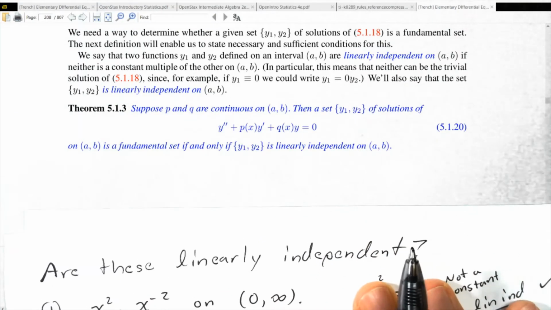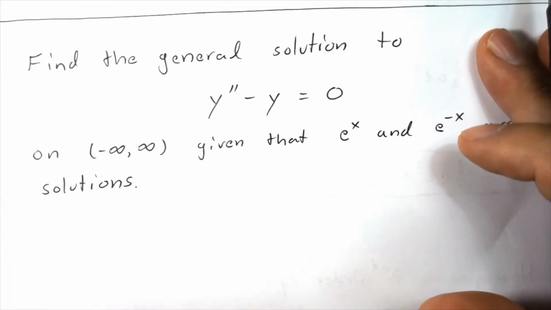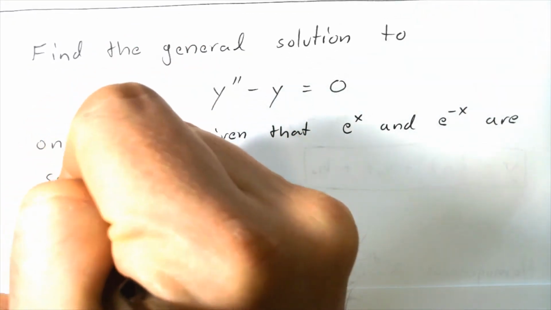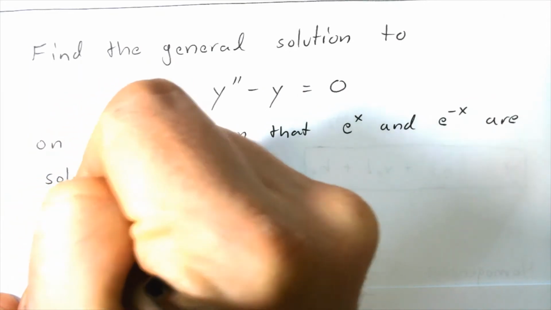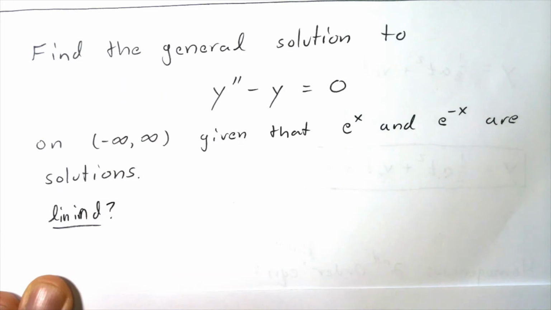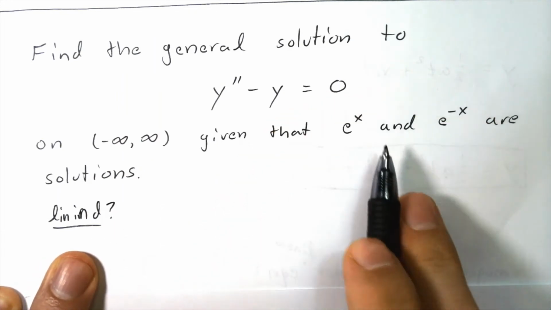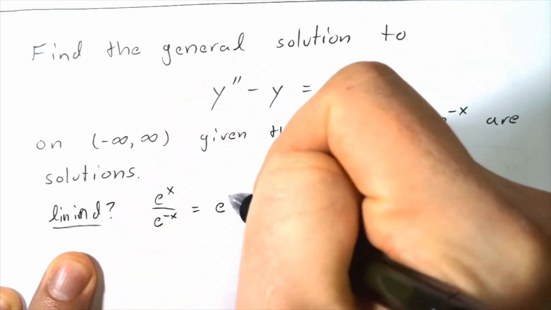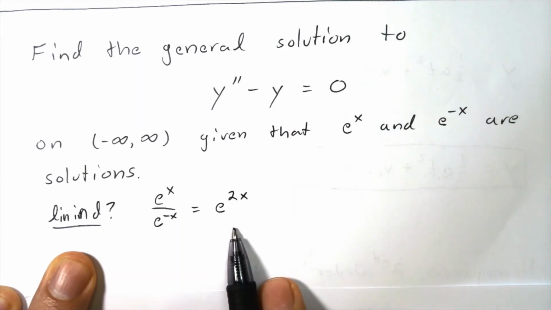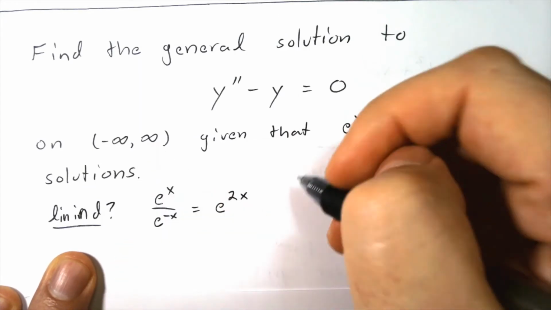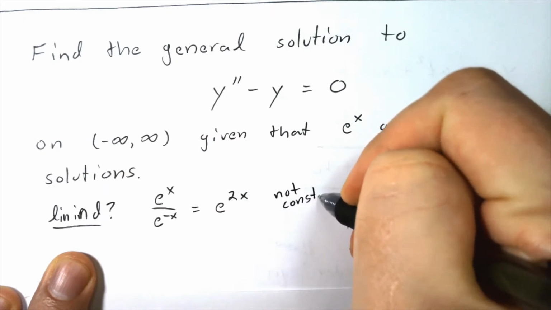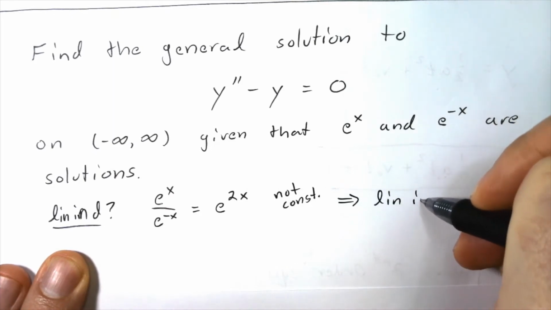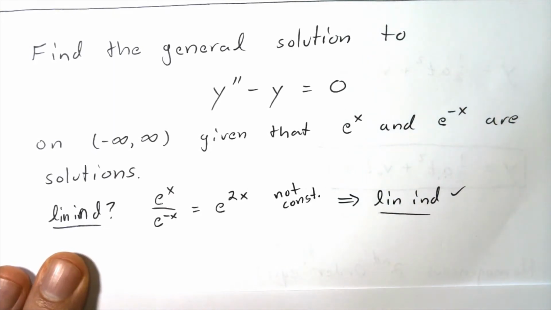So let's check for linear independence. Are they linearly independent? Linearly independent, that's what that's supposed to say. What I'll do is look at the ratio. e to the x over e to the minus x is e to the 2x. Is that a constant on this interval? No, it's not a constant. So therefore, they are linearly independent. Great.